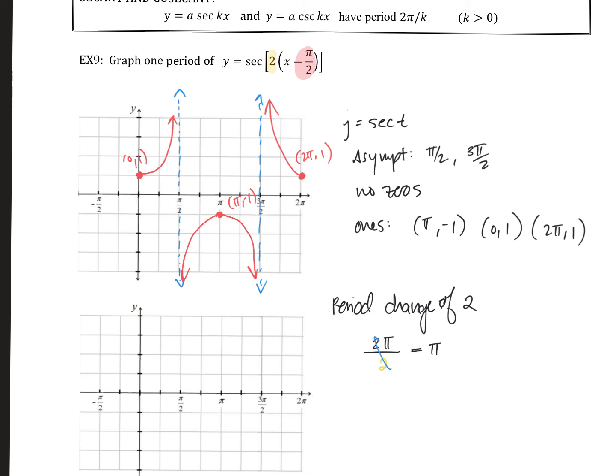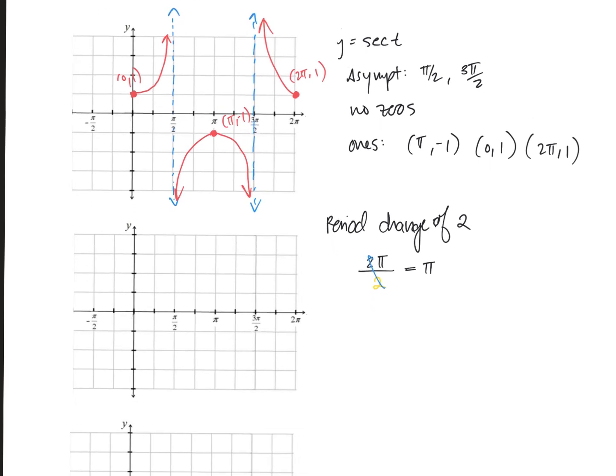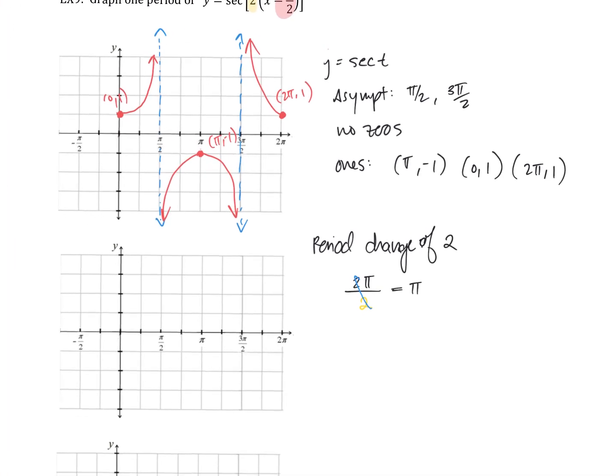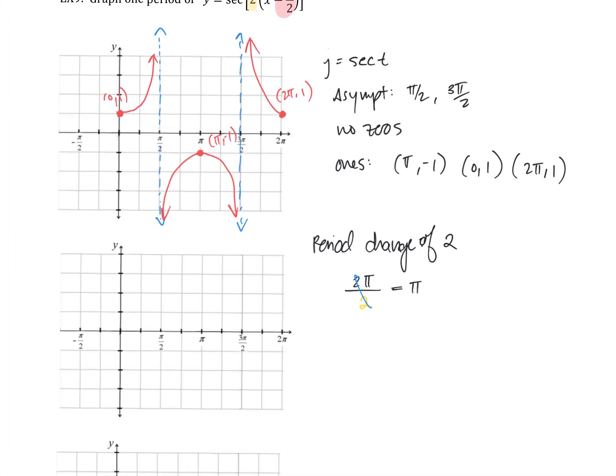So what are we going to do? We're going to multiply all of our pi values by 2 for a new period change. What are our pi values? We have 0, our asymptote, then we have pi, and then our other asymptote, and lastly 2 pi. So these are all the values that will be changed by the new period. So let's go ahead and work with those.